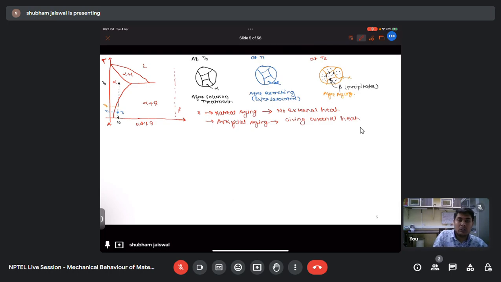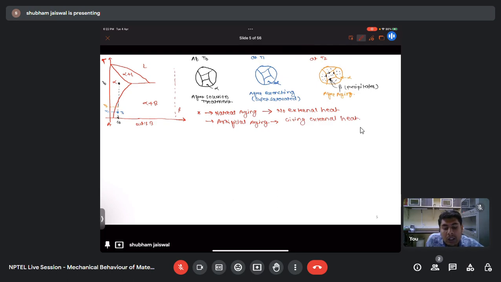Okay, so as I have said, over time the precipitates will form. So over time, what will happen? There are some changes in the precipitates. So that will talk about the precipitation characteristics, like how the precipitates change with the aging time.